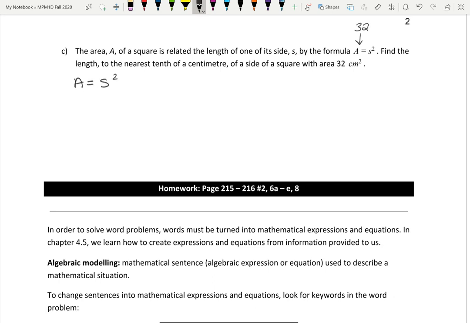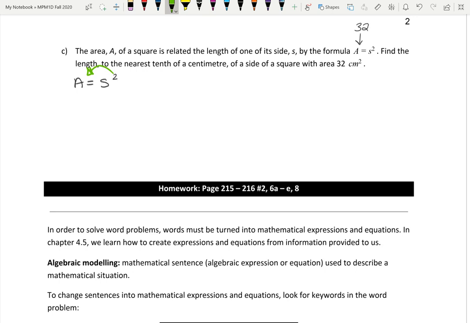Okay, S is not isolated. This exponent 2 is in the way. So I'm going to bring 2 to the other side like I do with any other question when I'm trying to isolate for a variable. Now, when you're bringing an exponent over to the other side, it becomes its opposite operation, just like any other term when we're bringing another term to the other side.